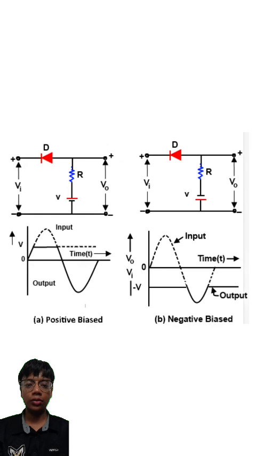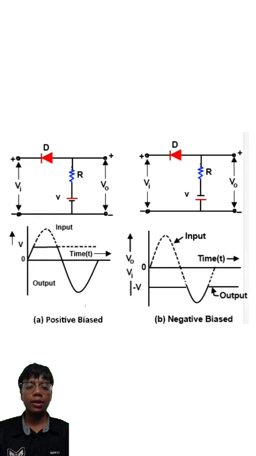Now, let's move on to the clipper circuit, which is also known as a limiter circuit. These circuits are used to clip or cut off part of the input signal without distorting the remaining waveform. This is useful when we want to limit the voltage level of a signal.